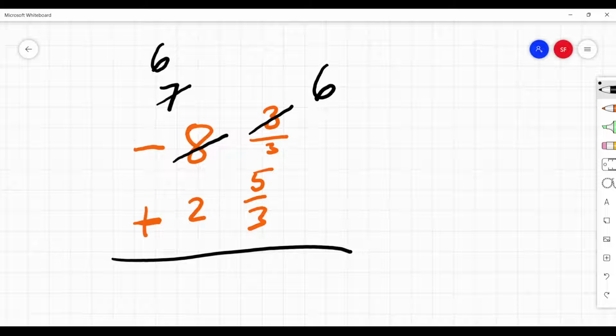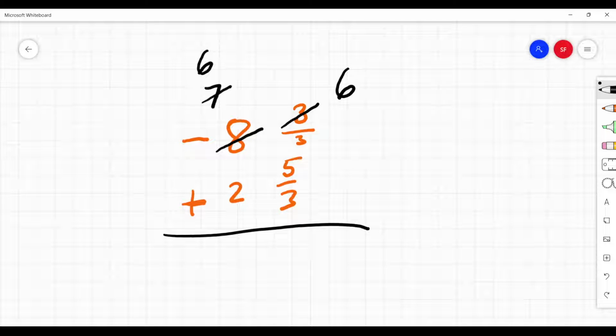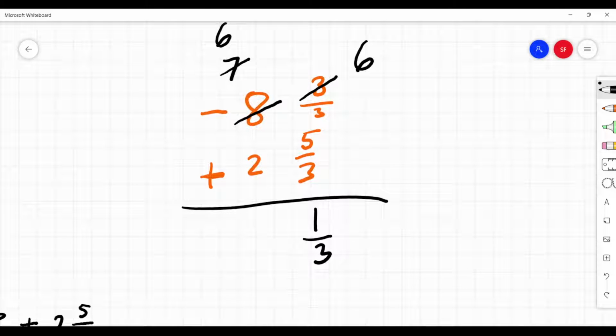So then we can subtract. What's 6 minus 5? 1. 1/3. And then what's 6 minus 2? 4. No, 7. What? No, 6 minus 4. We borrowed twice. It's right up there in black and orange. But 6 minus 4? 6 minus 2 is 4.